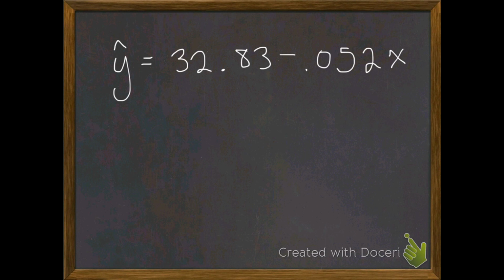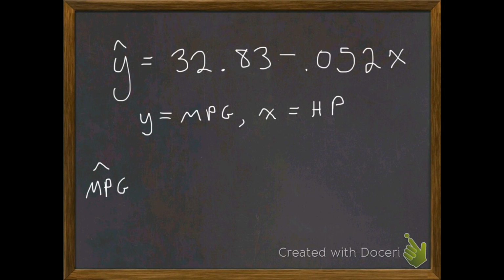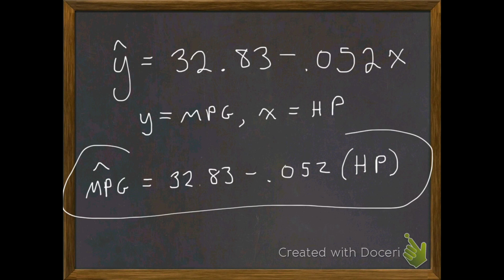Now, guys, we've got more than just generic x's and y's here. We have a y value, which is what we're trying to predict, our miles per gallon, and we have an x variable, which is horsepower. So we can strengthen up our model a little bit and make it appropriate for the data set that we have by writing it as miles per gallon equals 32.83 minus 0.052 times the horsepower. And guys, it's in this form right here that you'll typically see your regression models, okay?